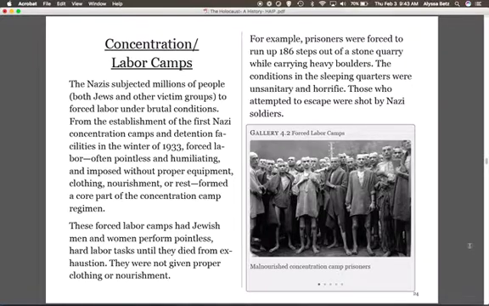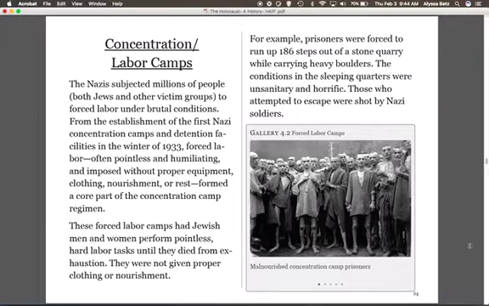These forced labor camps had Jewish men and women perform pointless hard labor tasks until they died from exhaustion. They were not given proper clothing or nourishment. For example, prisoners were forced to run up 186 steps out of a stone quarry while carrying heavy boulders. The conditions in the sleeping quarters were unsanitary and horrific. Those who attempted to escape were shot by Nazi soldiers.